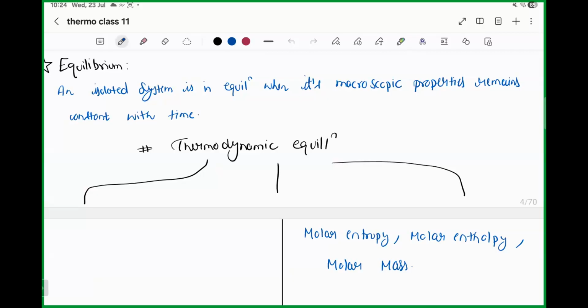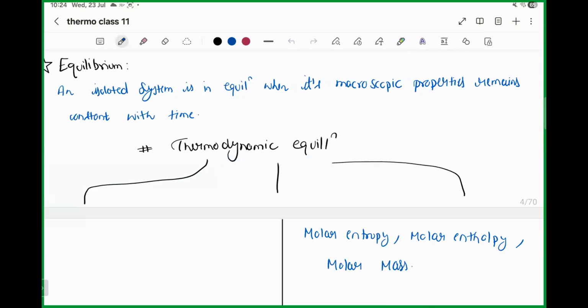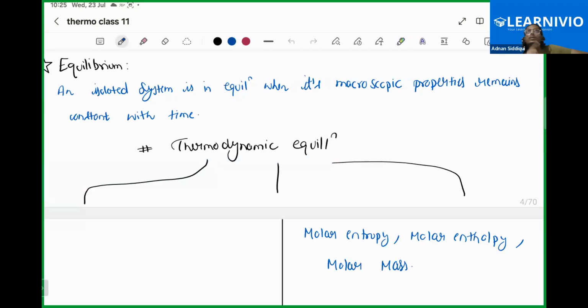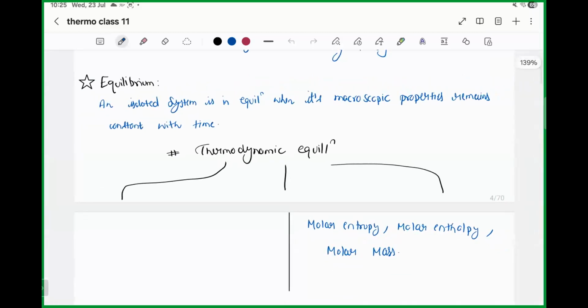Something to do with molecule, molar, I think. You are correct in the terms, but I think you are not calling the name right. The first one was thermo, the second one was mechanical equilibrium, and the last one was where we were talking about the number of moles. The number of moles remains constant, right? Molar, right? So something like that.